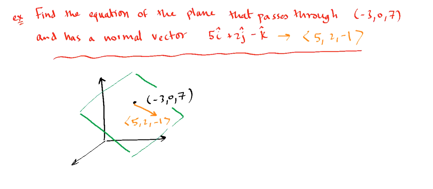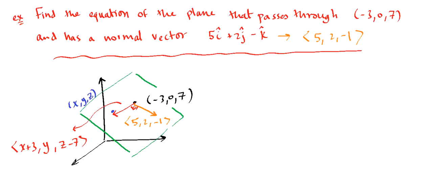So let's draw a random point somewhere on the plane. Like say here, let's call this point x, y, and z. And let's draw a vector from this point here to the random point. So this vector, finding the vector between 2 points, is going to be x plus 3, y, and z minus 7. So this is a random vector that lies on the plane, and this is the normal vector over here.